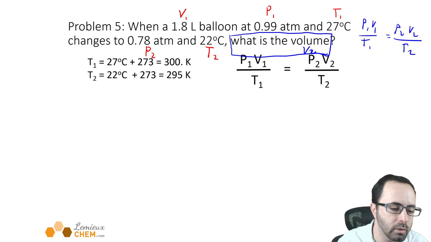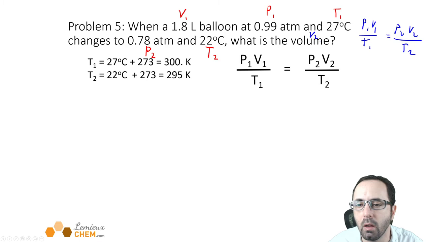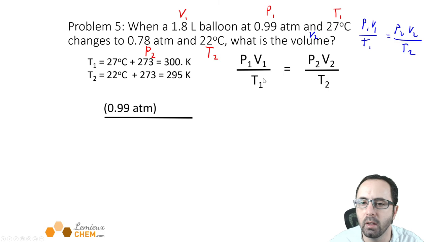I accidentally overwrote my stuff there, but yeah. And we'll just put this back. This is V2 right here. So we're trying to find V2. That's what we want. So we're going to plug in everything else. So P1 here is 0.99 atmospheres. We're going to put that right there. V1 is 1.8 liters. We're going to put that right here. All right. And T1 is 300 Kelvin. So we're going to put that right down there.